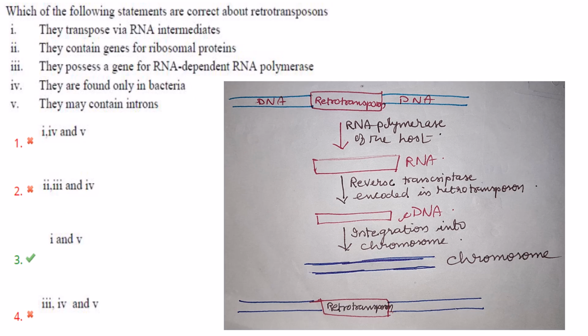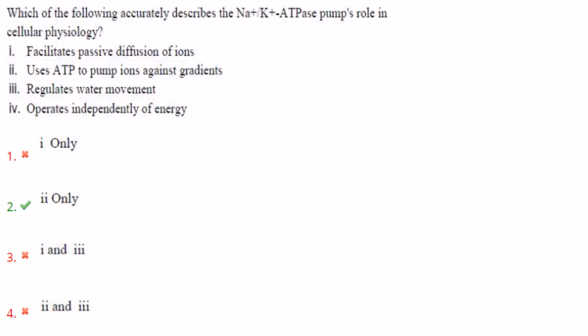So 1 and 5 are correct. Then which of the following accurately describes the Na+/K+ ATPase pump's role in cellular physiology? The Na+/K+ pump pumps 3 Na+ out of the cell and 2 K+ into the cell. ATP is consumed in the process, and this is against the concentration gradient.